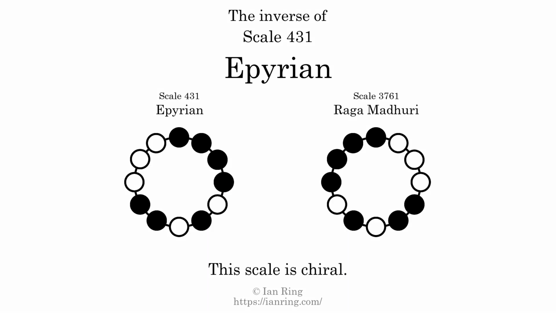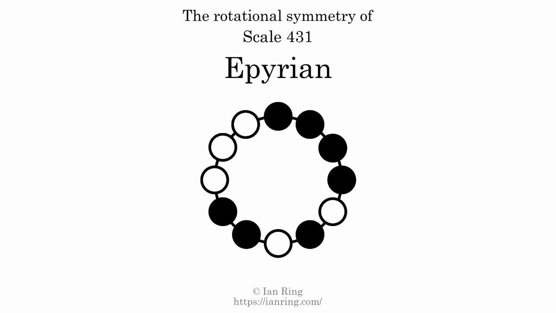The inverse of a scale is a mirror image. It is what you get when the sequence of intervals is reversed. The inverse of this scale is scale 3761, also known as Ragamaturi. This scale is chiral. It cannot transform into its inverse by rotational transformation. This scale has no rotational symmetry.